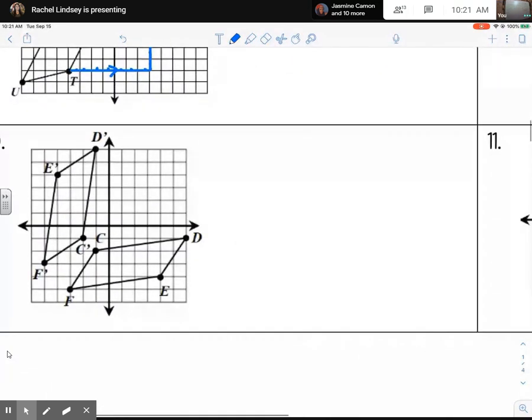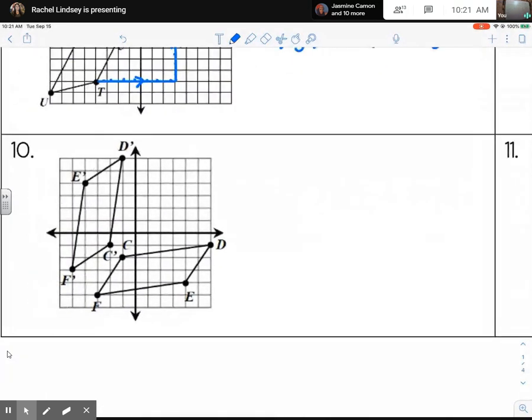Okay, number 10, what's that? That's a rotation. Okay, so if it was a rotation, that would mean that D would rotate right there. No, it's a reflection over Y equals X. Yeah. So it's a reflection over Y equals X.